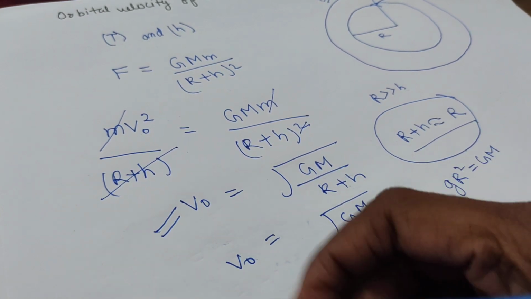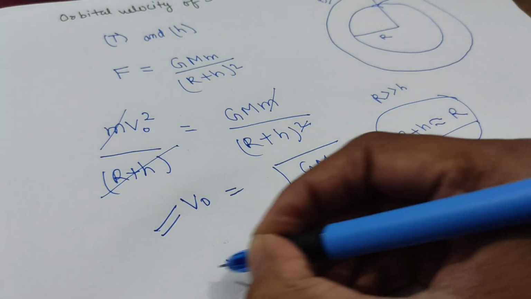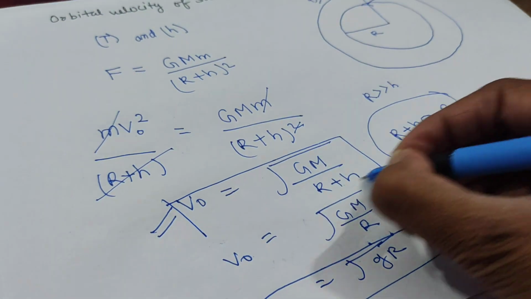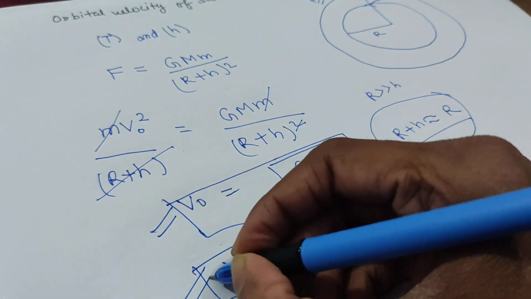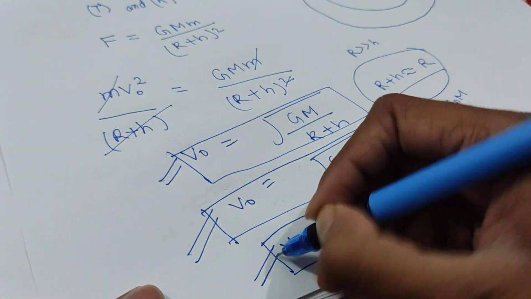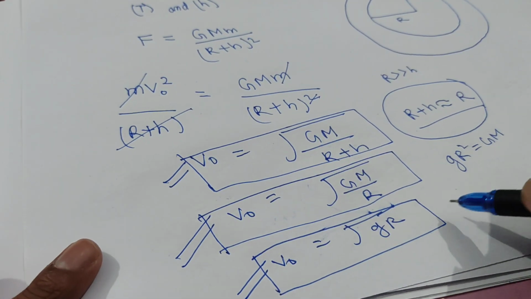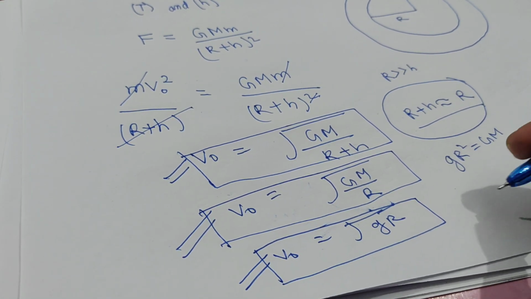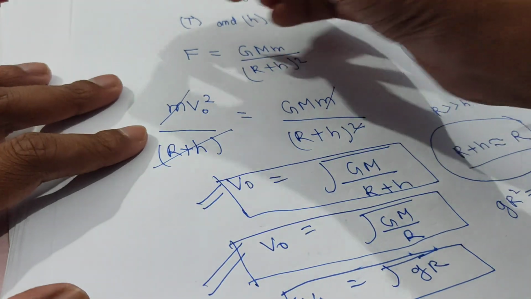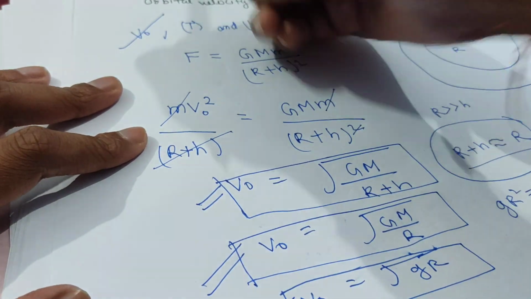All three of these formulas are important. Now we know the orbital velocity.